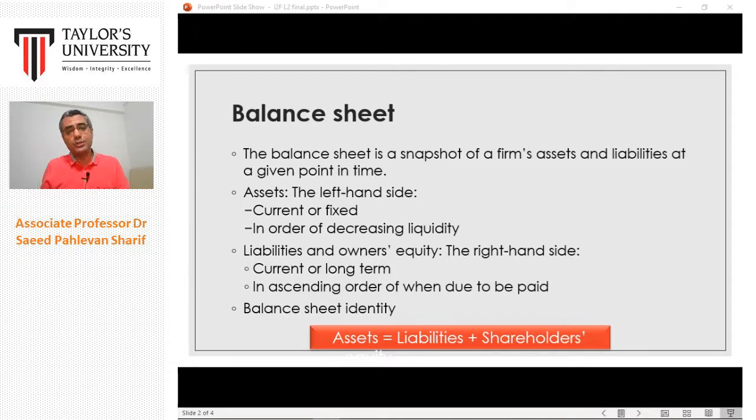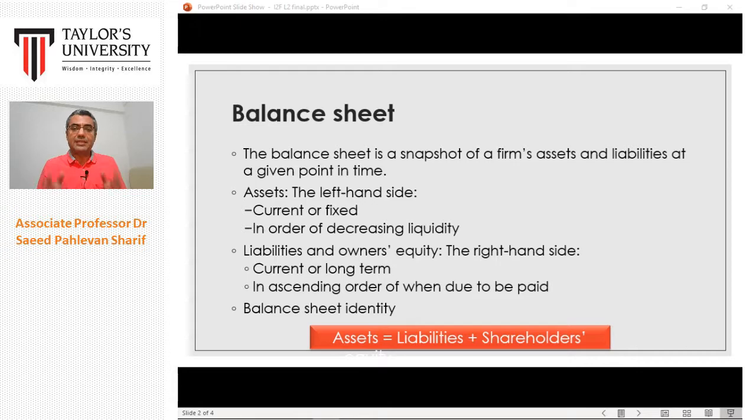Then on the right side, we report how we paid for them, how we finance these assets. There are two main sources of finance for a company. Number one is debt, meaning a company may borrow money. For borrowing money, the company may get a loan, or the company may issue bonds. They issue and sell the bonds and raise funds. Both loans and bonds are different types of borrowing. So this is debt or liability.